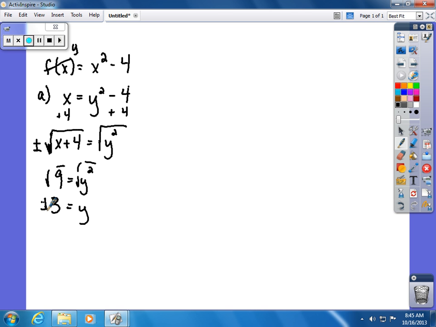Stop that. There, okay. Alright, so hopefully that makes sense. Now when we go back to this, my equation for my inverse is just y equals plus or minus the square root of x plus 4. Okay, so now part B is to graph it.